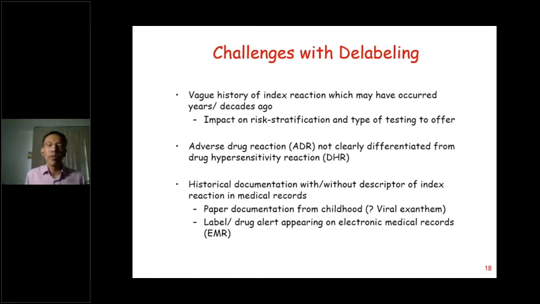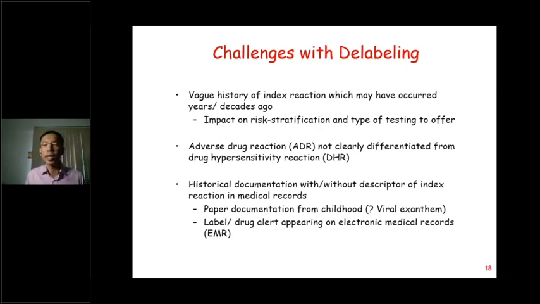The other thing about the challenges that we face is that adverse drug reactions sometimes are not clearly differentiated from drug hypersensitivity reactions. So for instance, if on the electronic medical record, a record of say erythromycin appears, but there are no details of what exactly that index reaction was, it makes a very big difference whether that erythromycin reaction was an urticaria angioedema type reaction or whether that erythromycin reaction was just dyspepsia or epigastric pain, which is a known side effect of macrolide antibiotics.